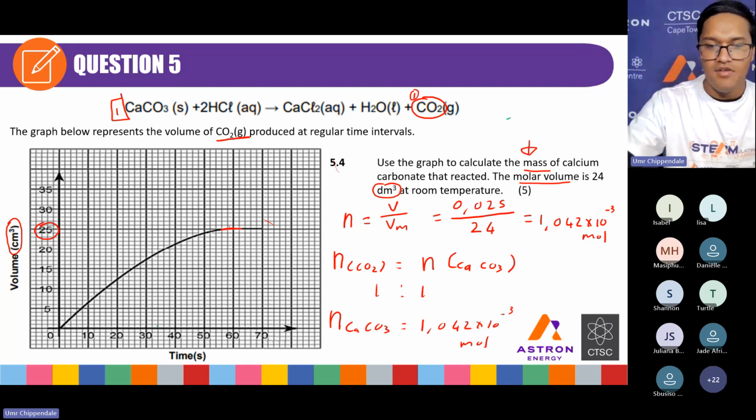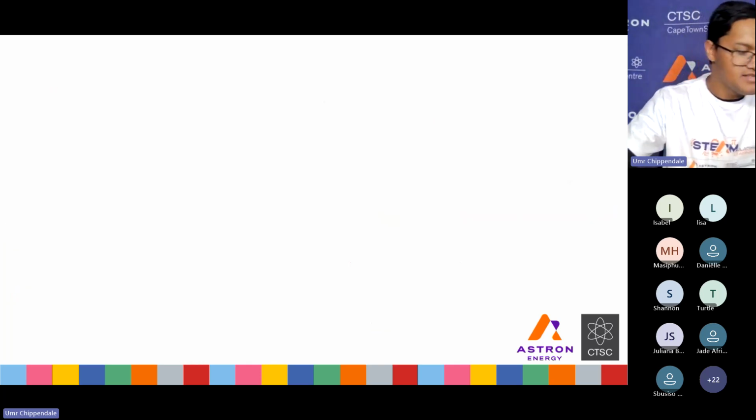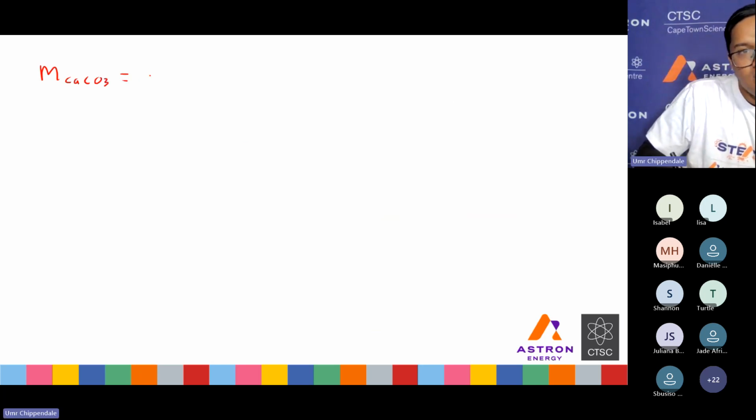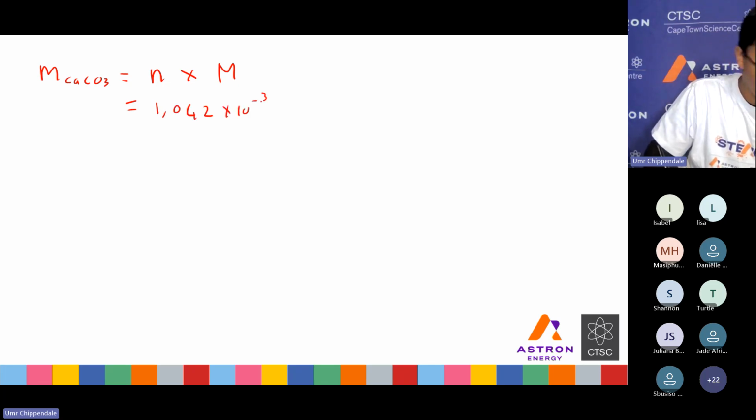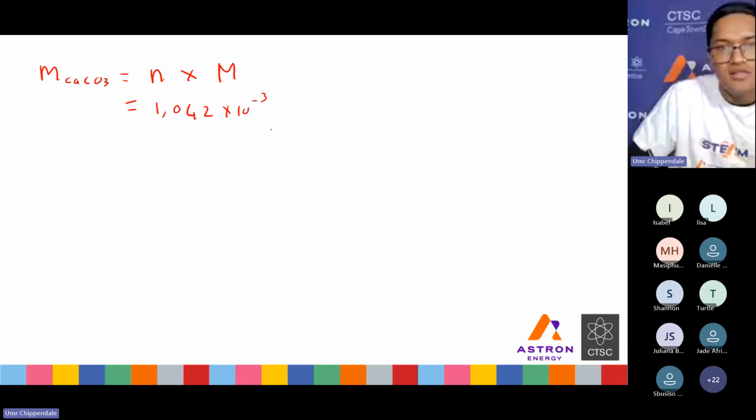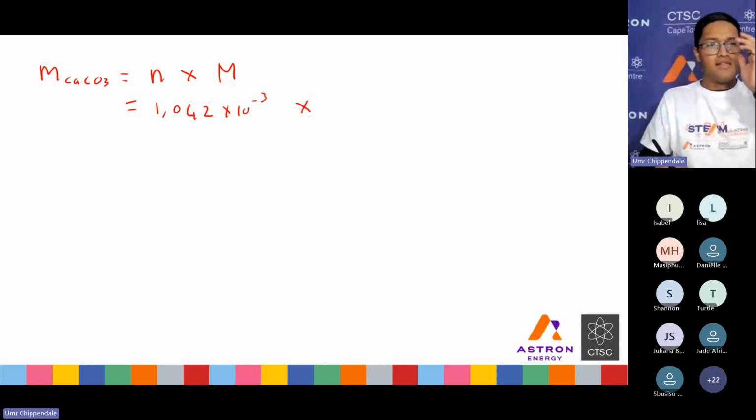Now that we have the number of moles, let's go get more space. So we now need to calculate the mass of our calcium carbonate. Mass is equal to your number of moles multiplied by your molar mass. So we just calculated the number of moles. That was 1.042 times 10 to the negative 3. Then you're going to go to a periodic table and you're going to get your formulas for this.